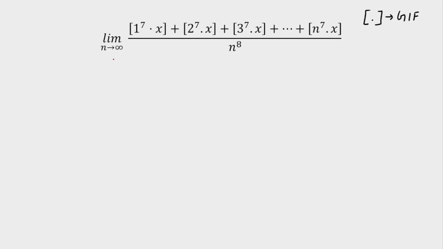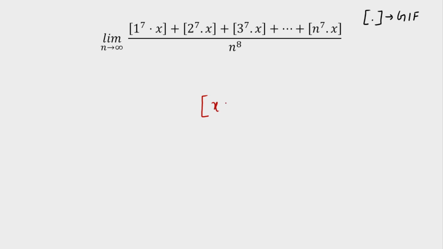Now today I'm going to do a question from limits, that is limit n tending towards infinity, of [1 raised to power 7 into x] plus [2 raised to power 7 into x], and so on till [n raised to power 7 into x], whole divided by n raised to power 8, where the brackets denote the greatest integer function. So first of all, I want to tell you something about the greatest integer function.